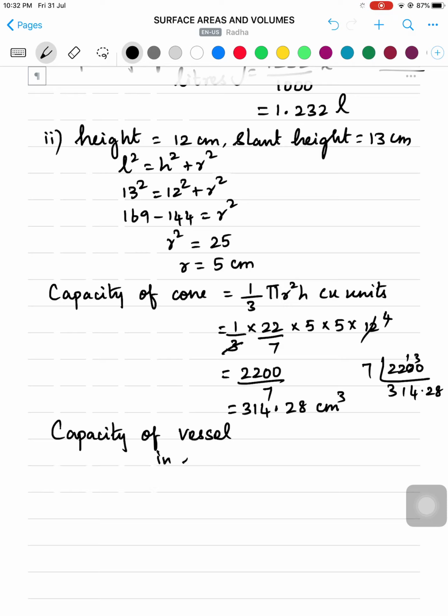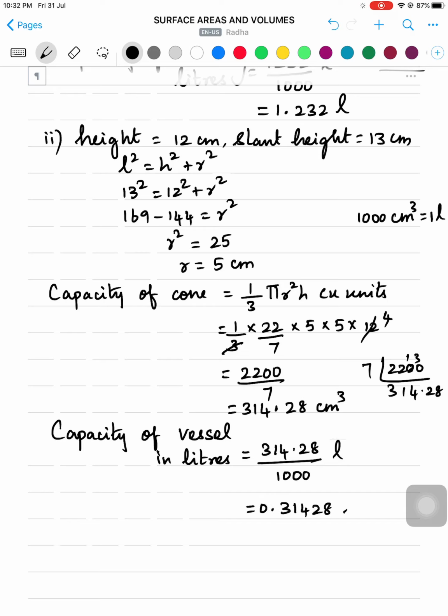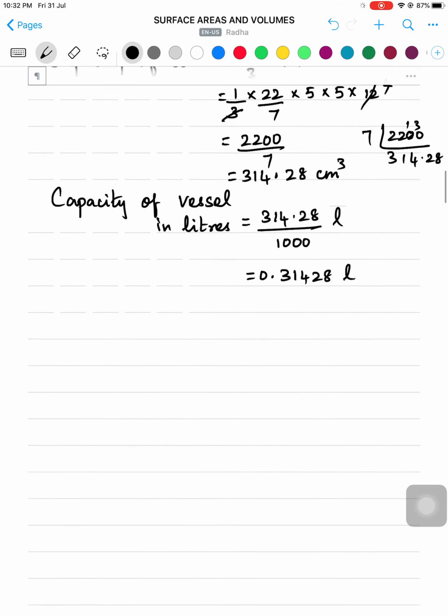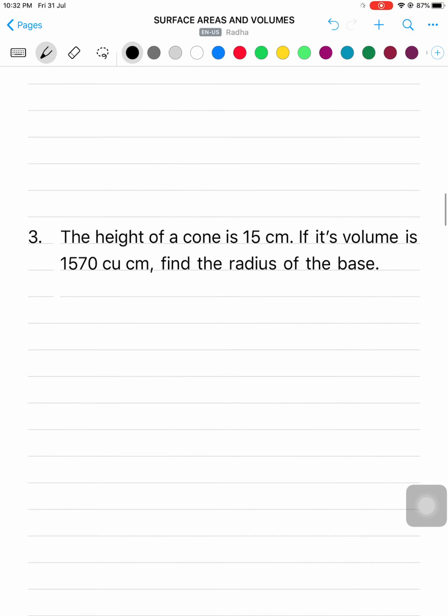So capacity of the vessel in liters. Here again you know 1000 centimeter cube is 1 liter. To convert the centimeter cube into liter, we have to divide the centimeter cube by 1000. So it becomes 0.31428 liters. So this is the capacity of the vessel in liters.